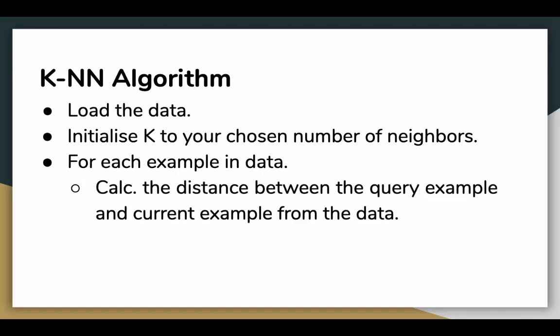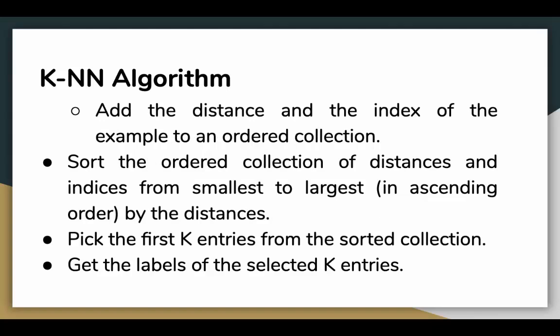First, we load the dataset. Next, we initialize the number of neighbors which we want, which is k in our case. Now, for each example in our dataset, we'll calculate the distance between the query example and the current example from the data, the distance here being the Euclidean distance. Next, we add the distance and the index of the example to an ordered collection, for example, a dictionary. Now, sort the ordered collection of distances and indices from smallest to largest in ascending order by the distances.